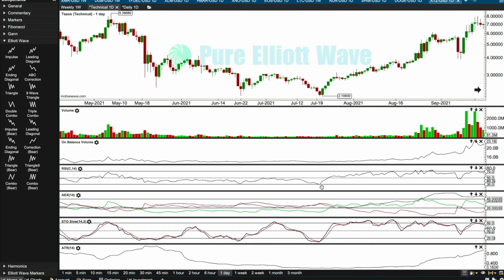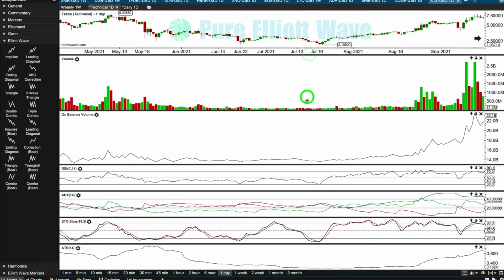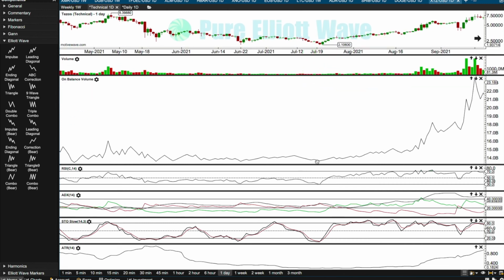RSI reaches almost oversold, no bullish divergence at this low. On balance volume, let's drag this up so we can see it a little bit more easily. On balance volume does not look like it's making new lows with price, a little bit of weak bullish divergence there. ADX indicates a downward trend which is extreme about the lows. Never reached very extreme, this downward trend. Stochastics oversold and ATR declining to this low.